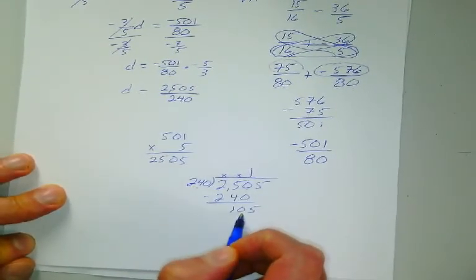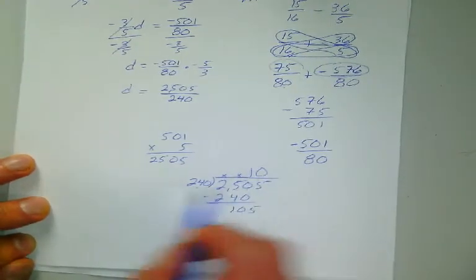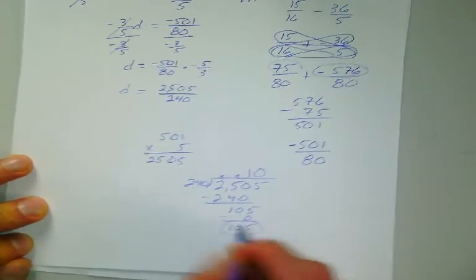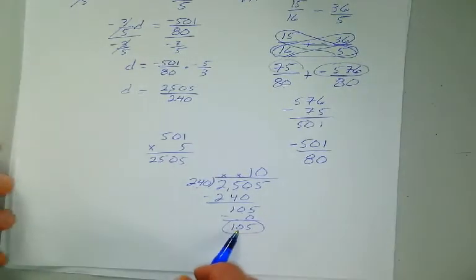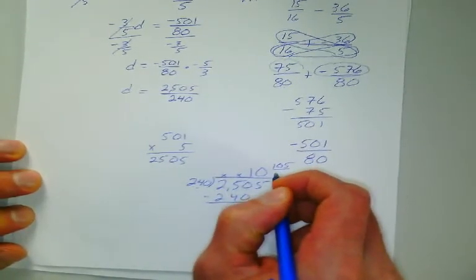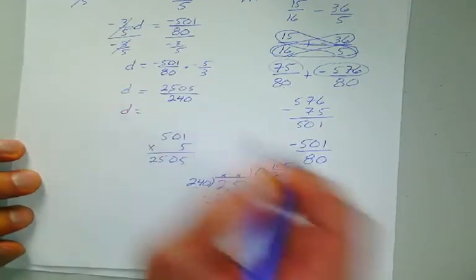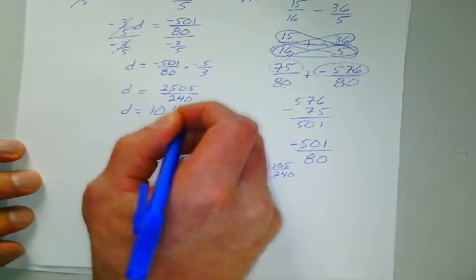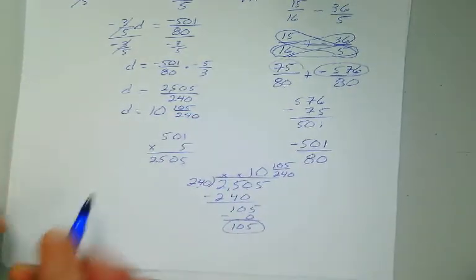240 doesn't go into 105 at all. So 0 times 240 is 0, which gives us a remainder of 105. Now let's write that remainder as a fraction. A remainder of 105 is actually 105 all over 240. All right, so d equals 10 and 105 all over 240.